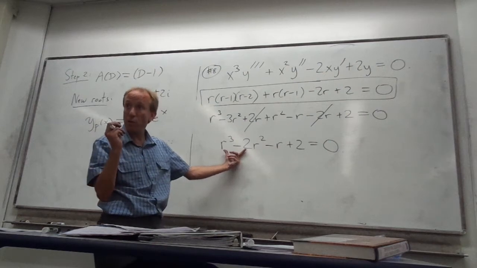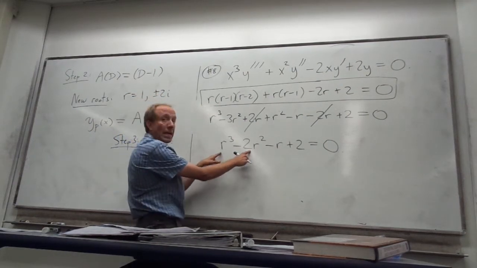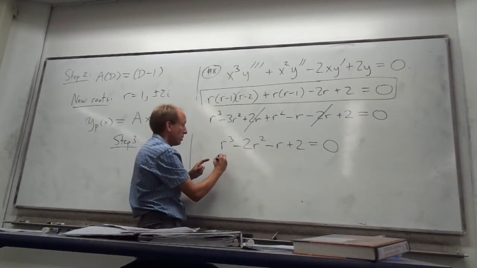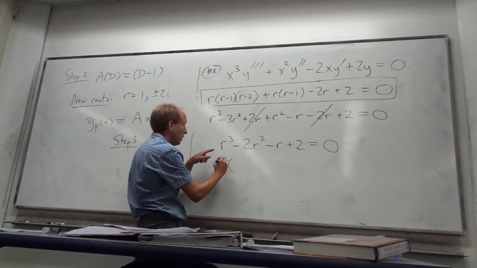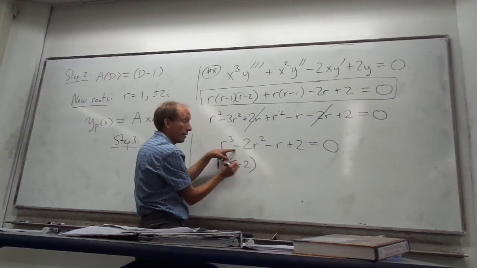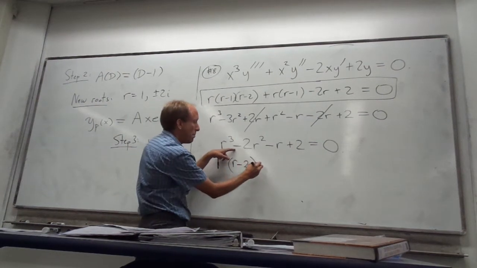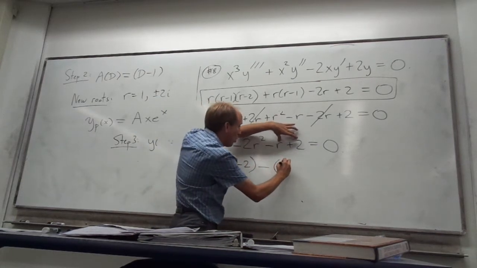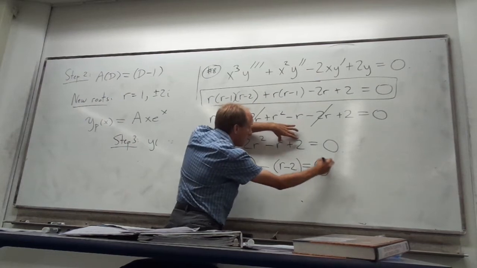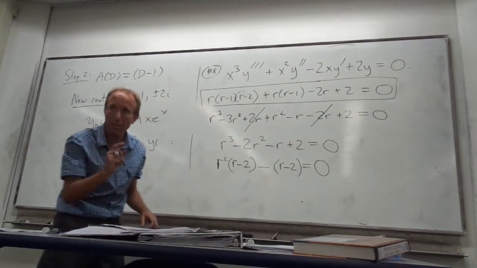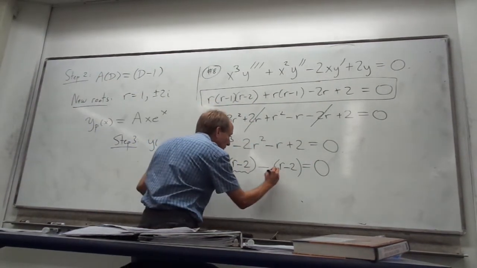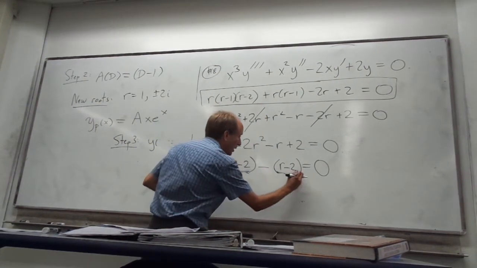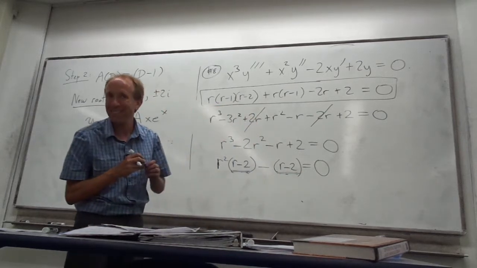If I take just the first two alone and take as much as I can out of the first two, you see there's an r squared in both of these? So r squared leaves me with r here and minus 2 here. And then minus, I'm going to rewrite this last part as the quantity r minus 2. So I'm putting in parentheses to make that the quantity r minus 2 because I want to factor it with the other r minus 2.